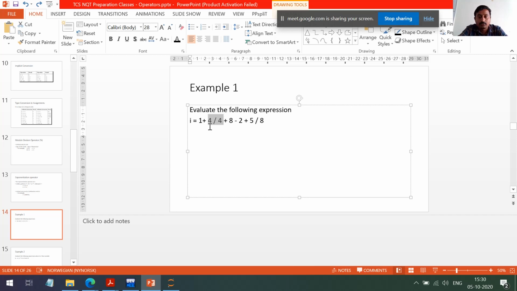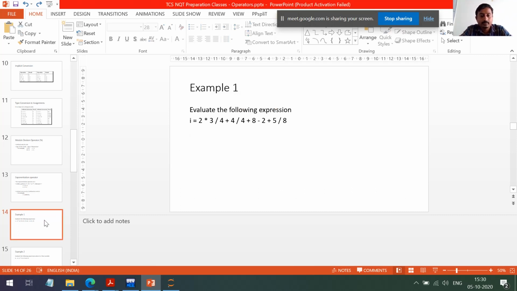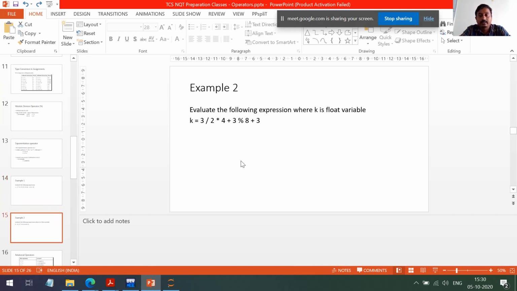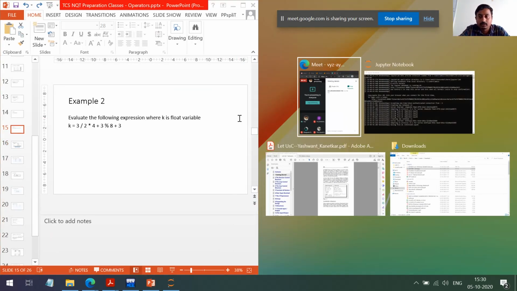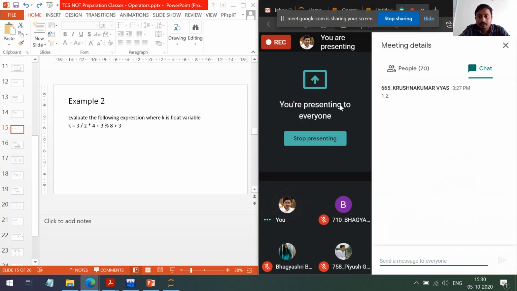Let me show you the original expression. So this was the expression. In that way you have to proceed. At every step you have to perform only one operation, and you have to decide the priority and the associativity of the operator. Now you can try this expression, take 2 minutes and try to solve this problem. Now I expect the correct result for this expression.